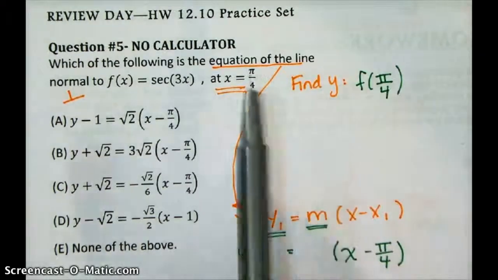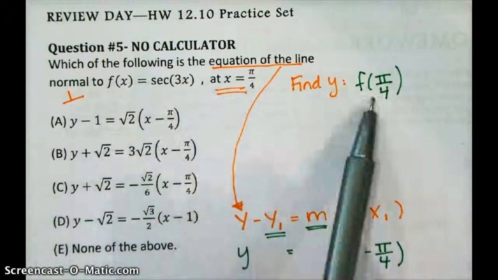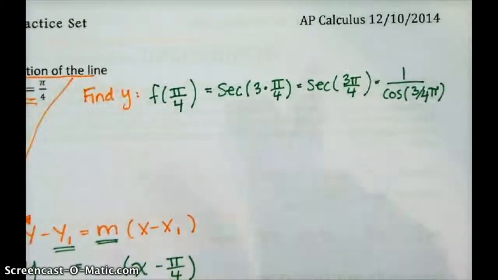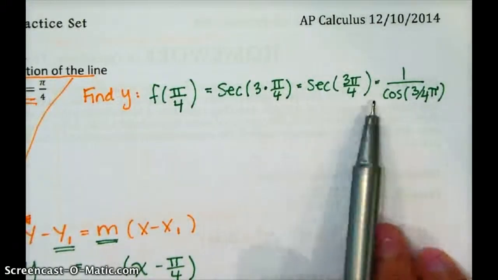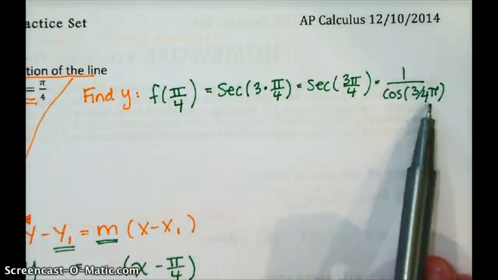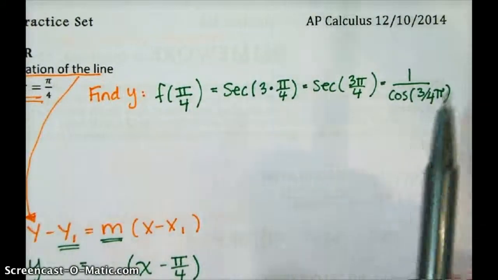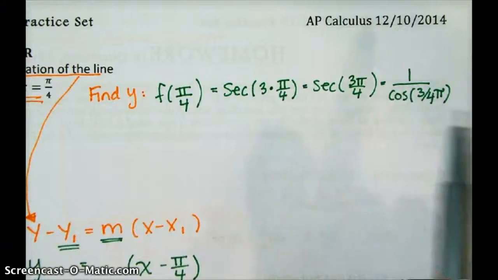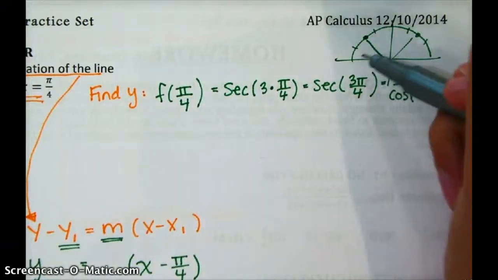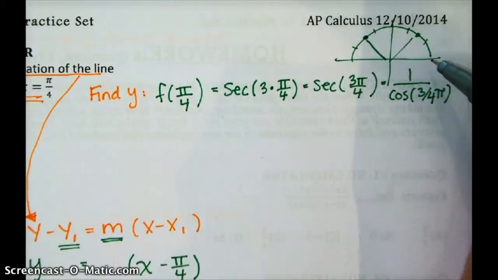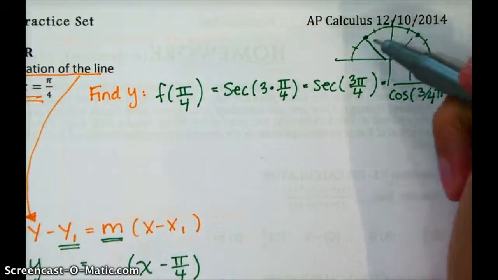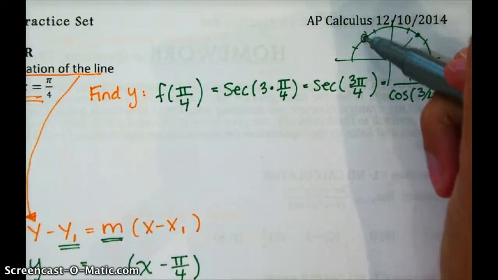To find y, I'm just going to take the x value and plug it into the function, which looks like this for your first couple steps. And I switched it to cosine because my next step is going to be to use the unit circle, and cosine's easier to do than doing secant directly. Next, when I look at the unit circle, 3 pi/4 means take half a circle, which is pi, divide it into 4 equal parts, and move 3 of them around the circle. So it's going to be this point right here.